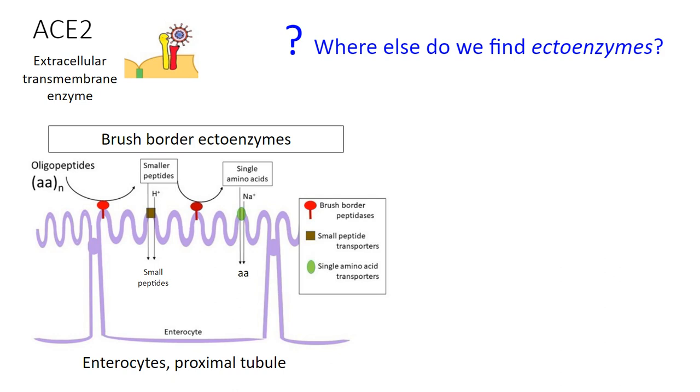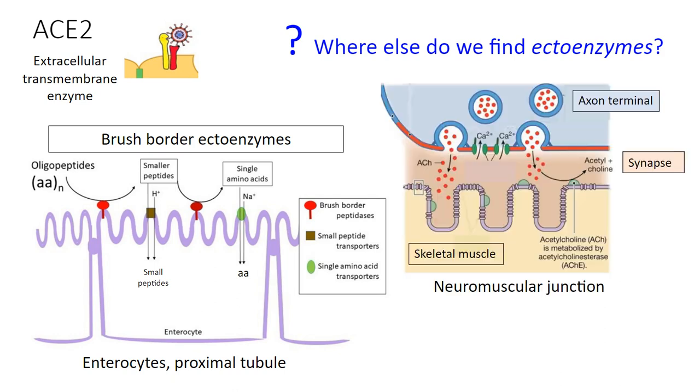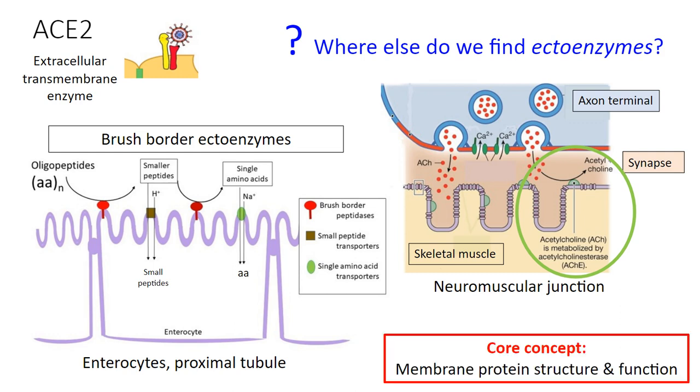But if students are really smart, they can think of one more example where we usually teach about an ectoenzyme. And that's the neuromuscular junction, where we have the axon terminal releasing acetylcholine onto a skeletal muscle fiber. And in that process, there is an ectoenzyme, which is acetylcholinesterase, that is used to break down acetylcholine so that it can terminate the activity. So here's a very nice example of a repeating pattern of ectoenzymes found across multiple systems of the body.